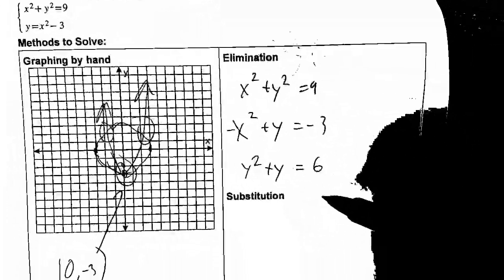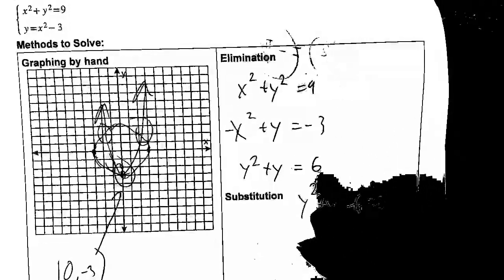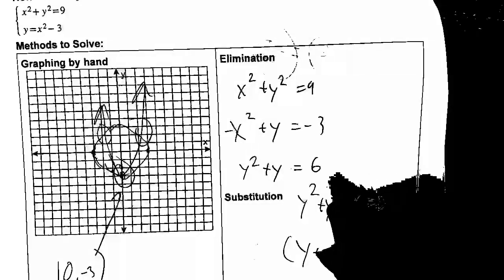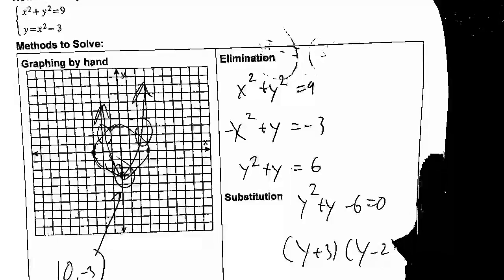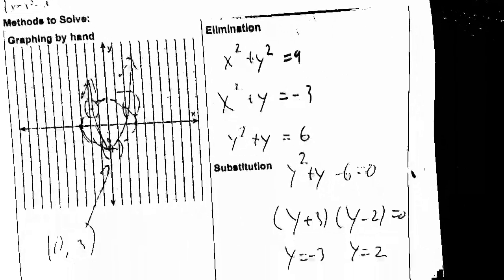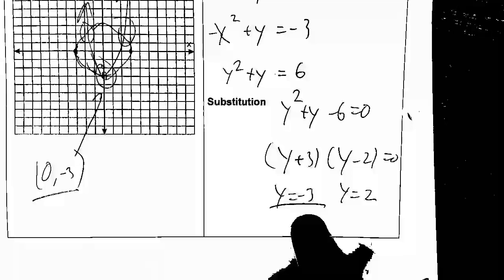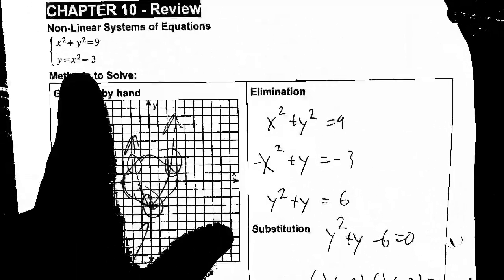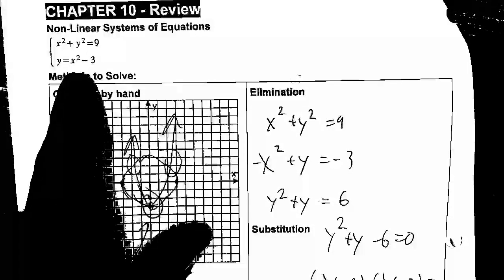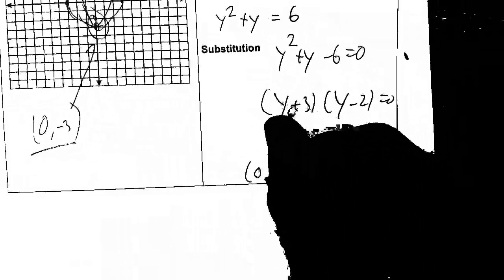So we're going to get y squared plus y equals 6. We're going to solve this like a quadratic, set it equal to 0. y squared plus y minus 6 equals 0. That's going to be y plus 3, y minus 2 equals 0, so y equals negative 3, y equals 2. All right, that makes sense, right? Because this is this solution right here. If I plug that negative 3 back into the simpler of the two equations, the parabola, not the circle, x has to be 0, so this is 0, negative 3.